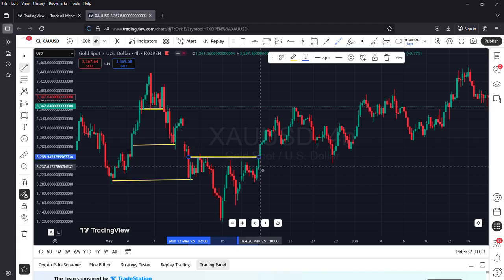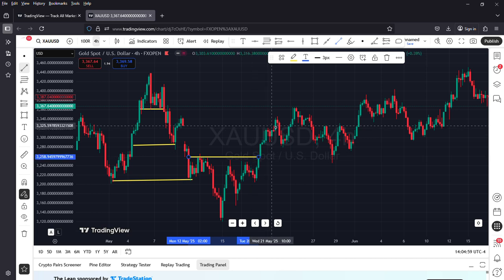That means the market has turned from selling to a range, and from a range to an uptrend, that is, to buying. So we have something like a change of character. That means the market has changed from selling to buying. That is what we mean by change of character.